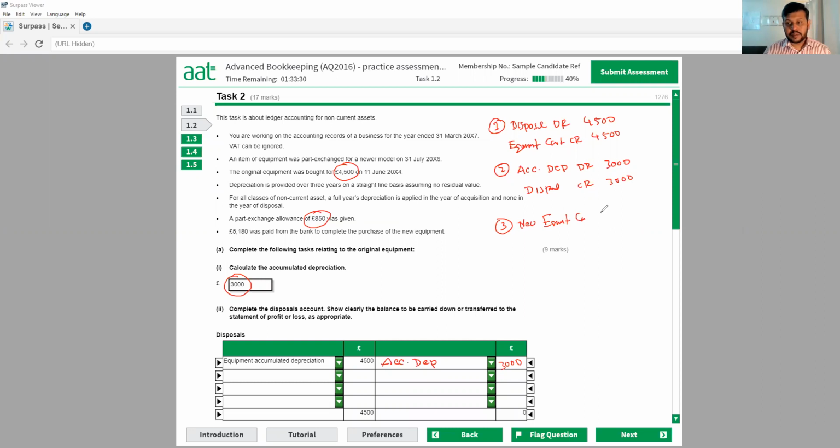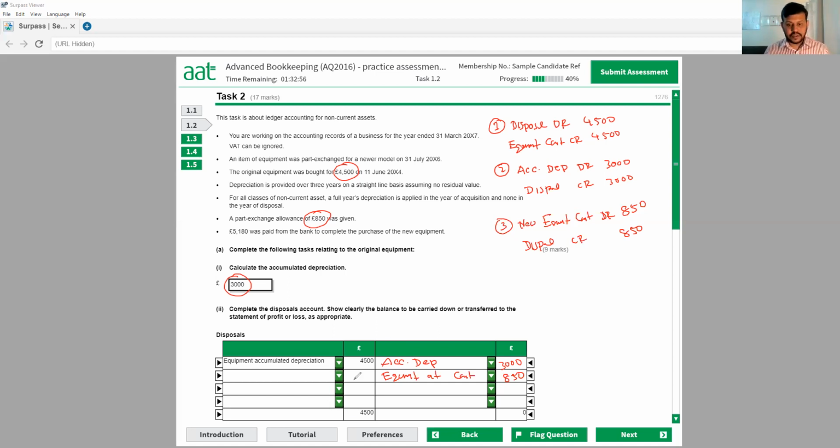cost debit. But in the drop down, if you don't see the new equipment, you can choose the equipment debit, that is 850, and disposal credit 850. So on the credit side, we're going to write equipment at cost 850. That's it. Now look for which side looks higher.